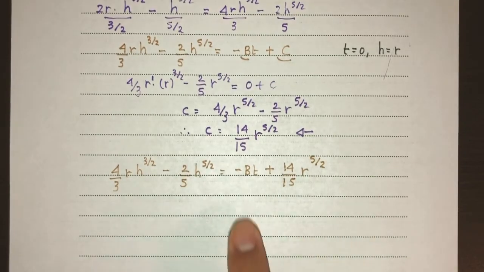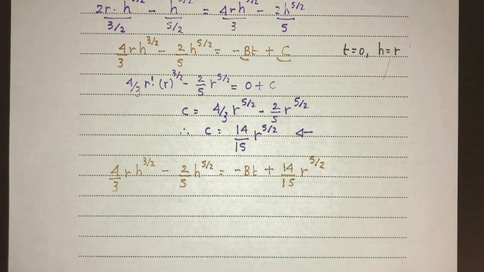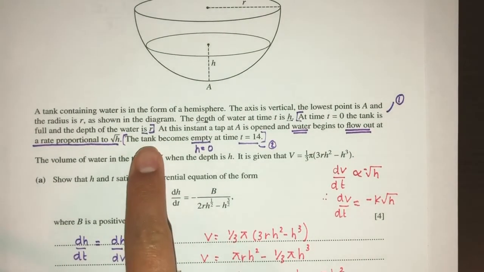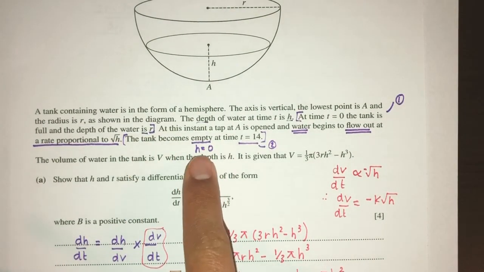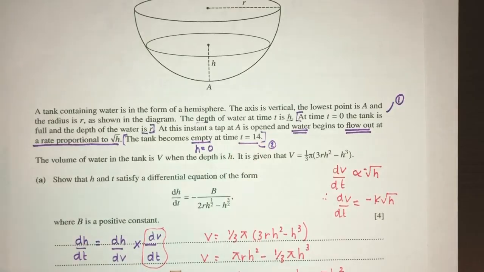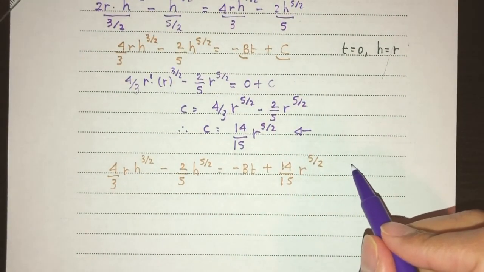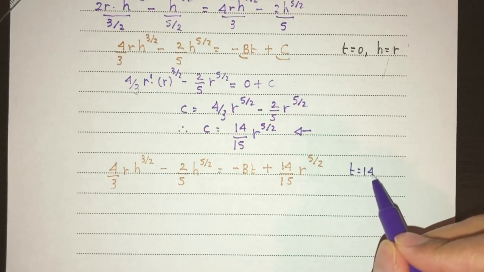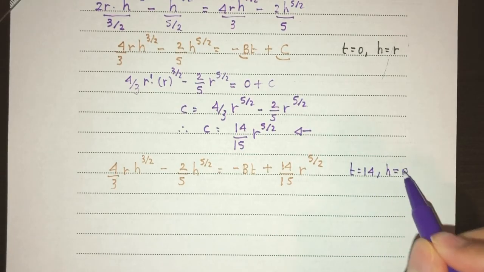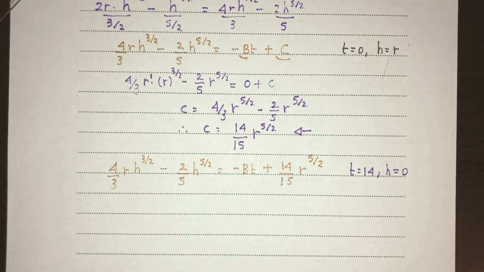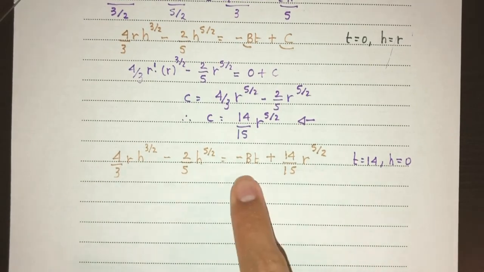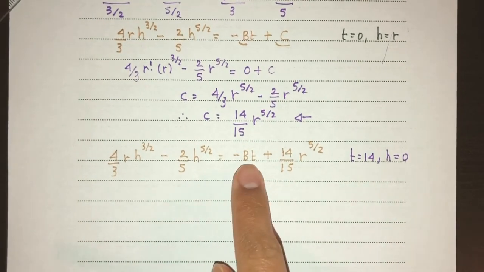Now we have to find the value of b. Going back to the question, it tells you that when the tank becomes empty, which is h as 0, time is equal to 14. So let's replace the values. We know that when t is equal to 14, h has to be 0 because it is empty, right? Now let's make b the subject of the formula. So send everything to one side.